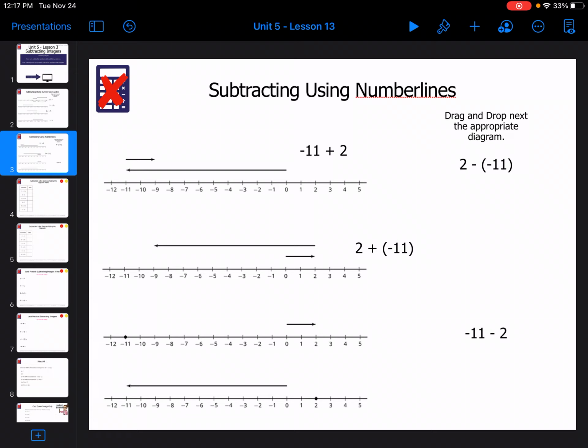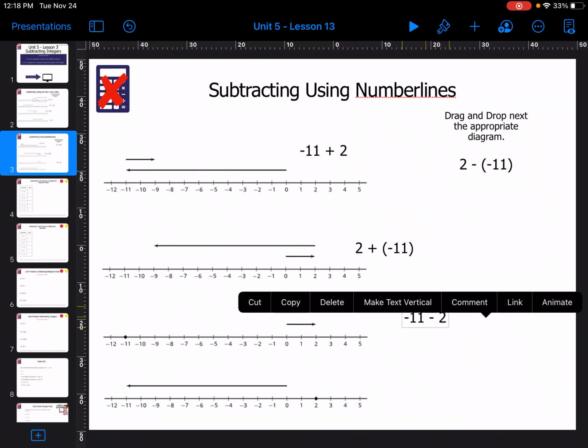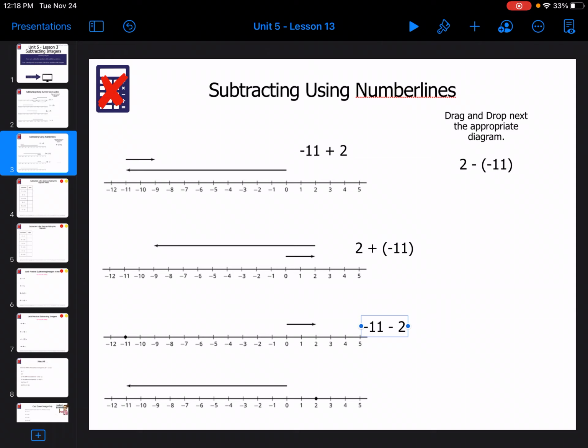So now we end up with this trouble where we end up with these 2. So they started on negative 11, and then they subtracted 2. I think this one's going to go here. And then this one starts on 2 and then goes 11 in the negative direction. So I'm thinking it's going to go there.